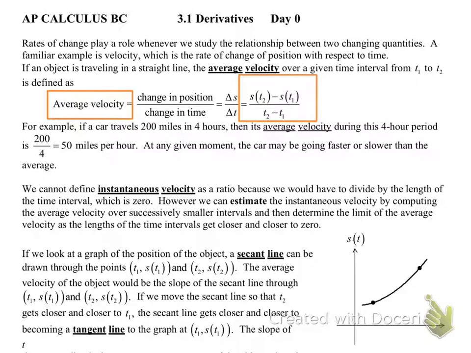So, if we look at the graph of the position of the object, a secant line can be drawn between the points t1 and s of t1 and t2, s of t2.